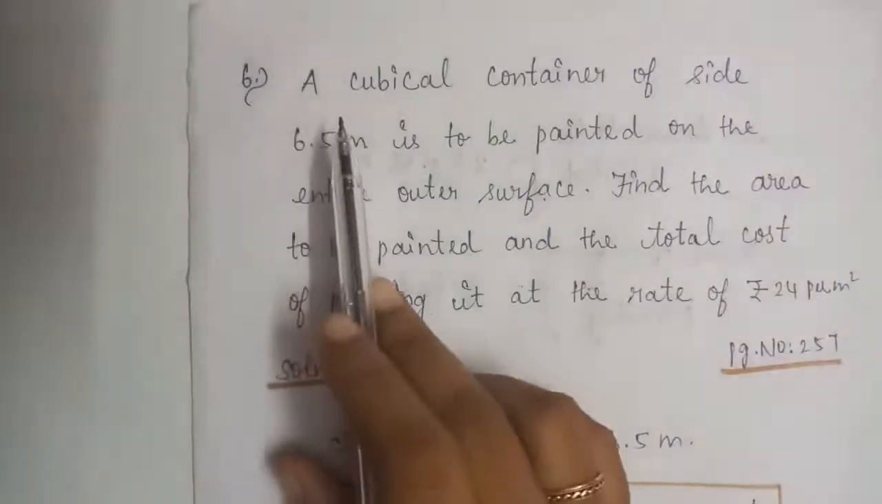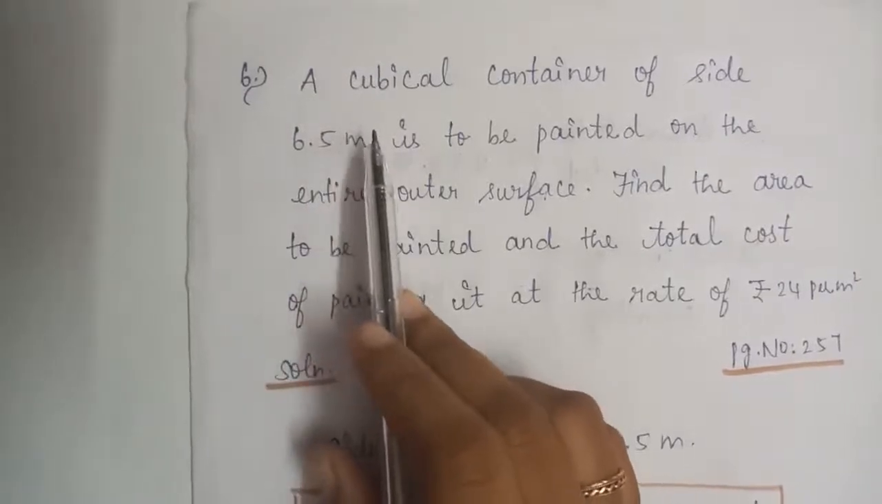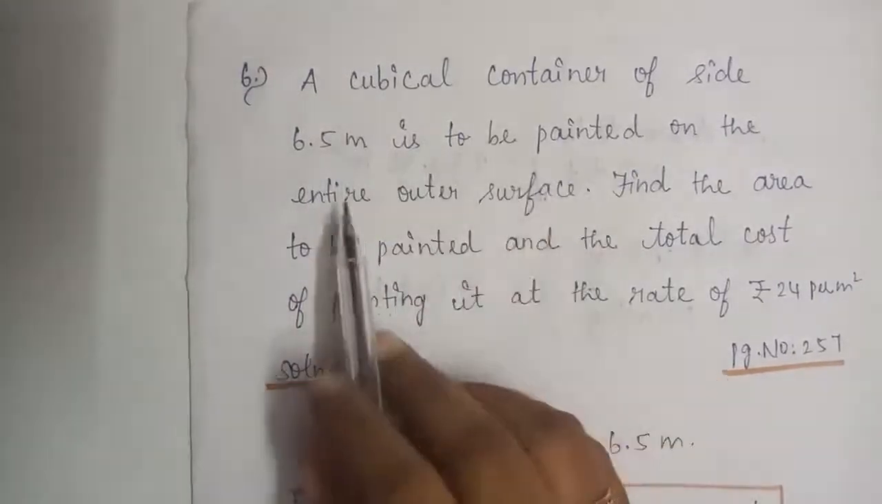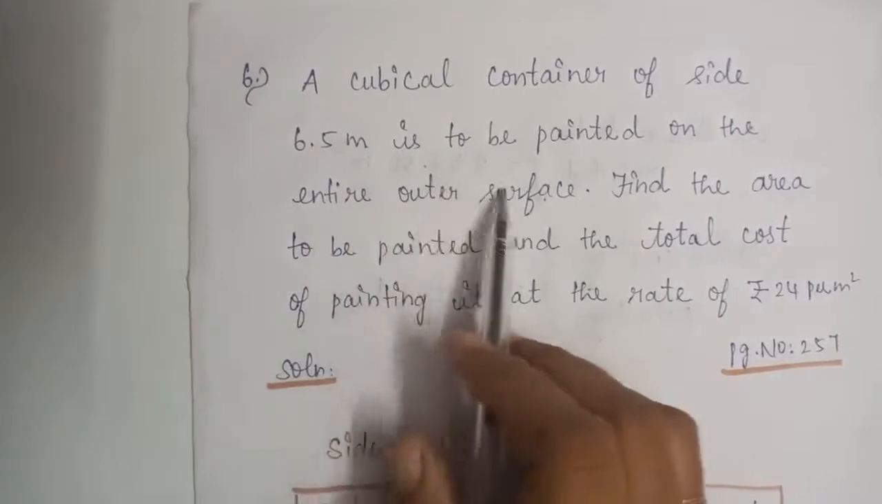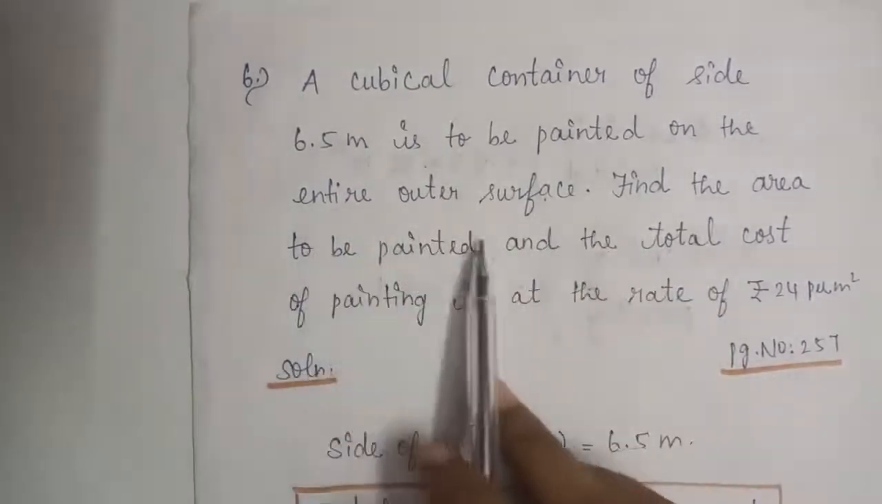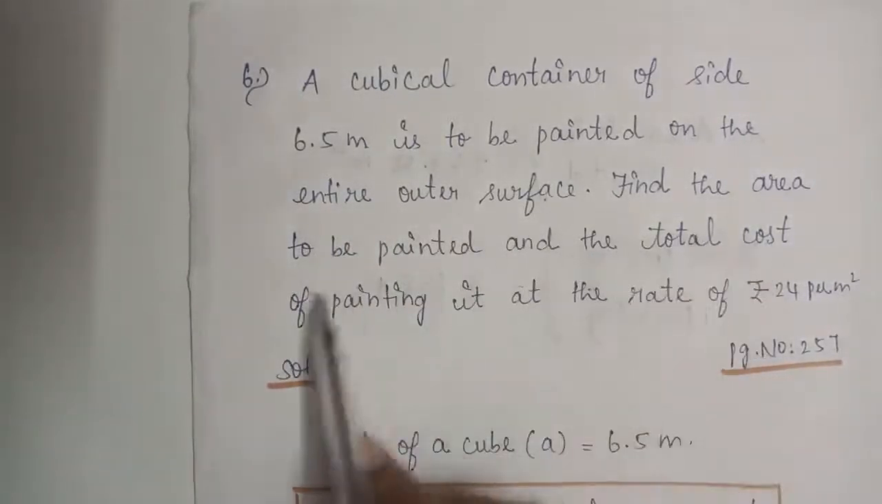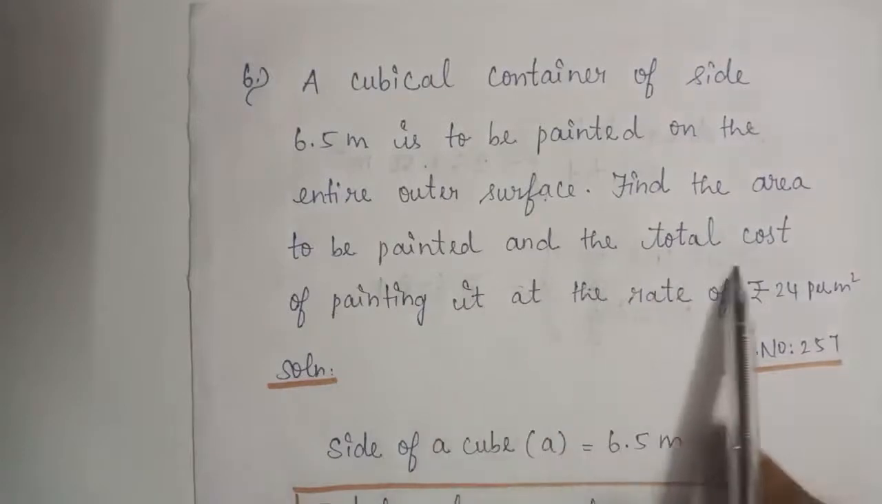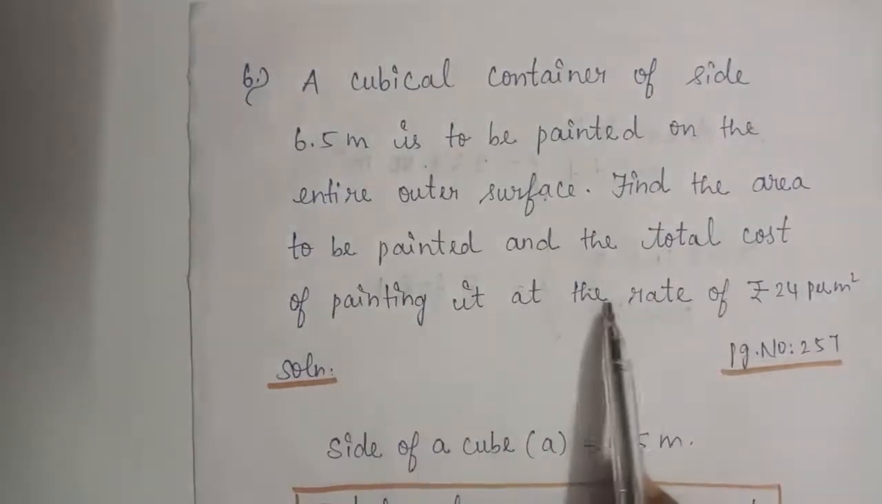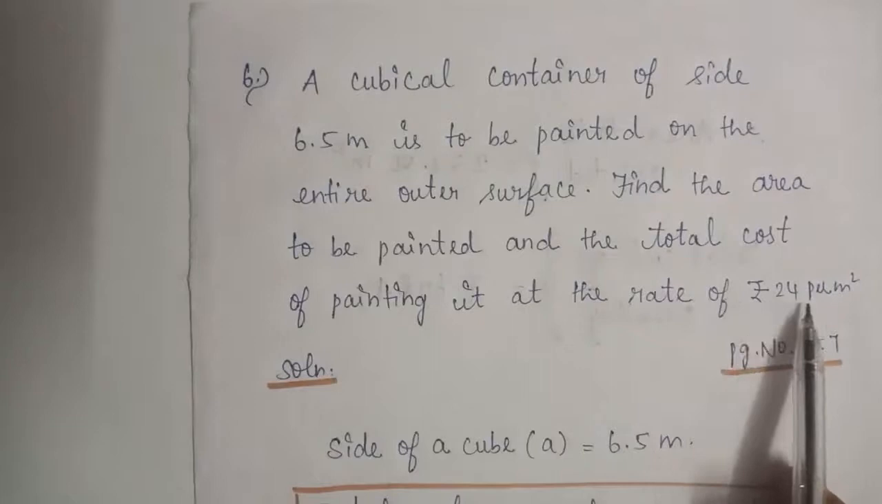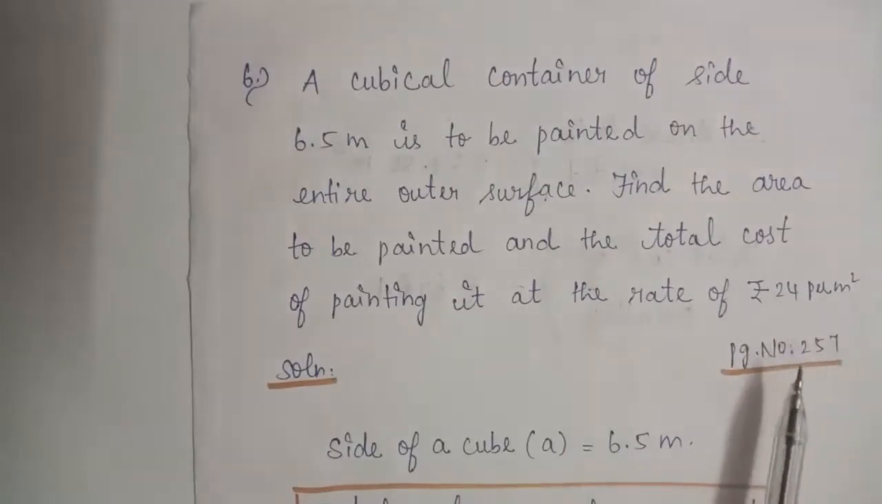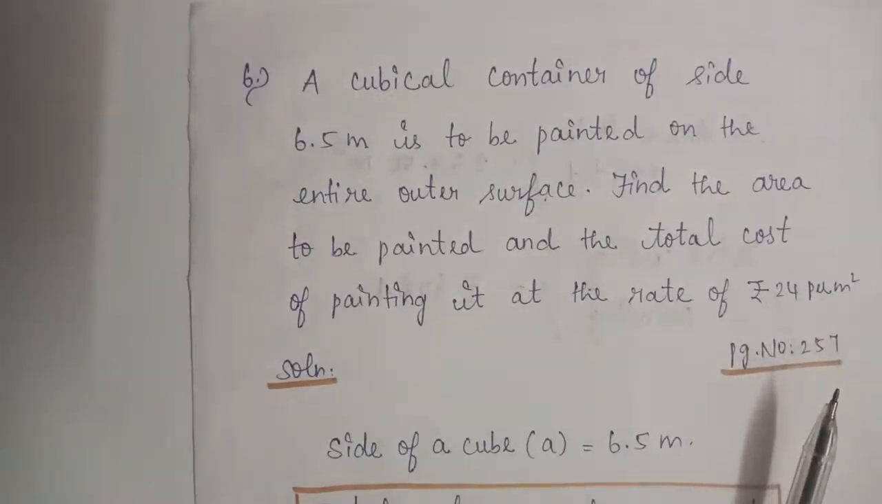Problem number 6 in exercise 7.2. A cubical container of side 6.5 meter is to be painted on the entire outer surface. So find the area to be painted and the total cost of painting it at the rate of ₹24 per meter square. So the problem belongs to the page number 257.